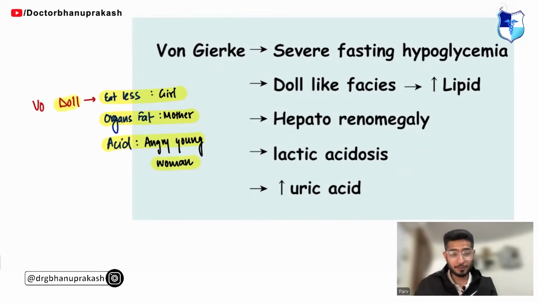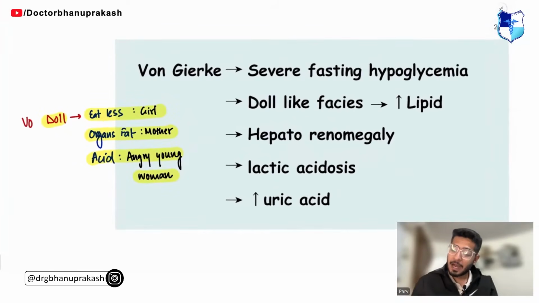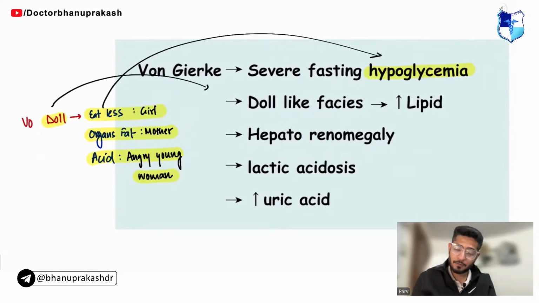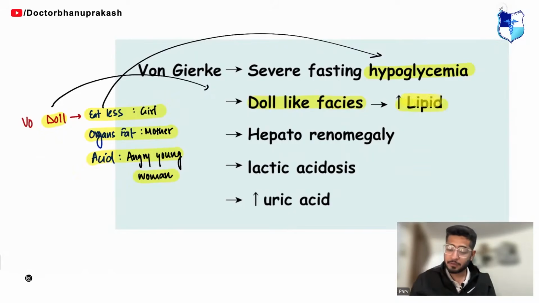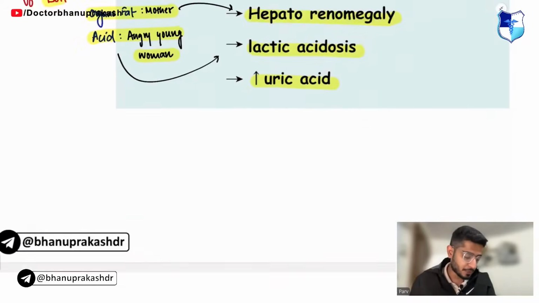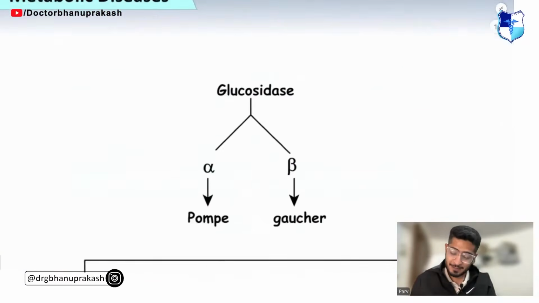Or, the doll. Initially she was a doll. She was eating less. Eating less means what? Hypoglycemia. Next is doll-like facies. So she was a doll when she was eating less. Doll is actually the increase in the amount of lipids. Then organs become fat, so hepatomegaly. Now she is an angry young woman. Acid: remember, acid is increased, lactic acidosis and uric acid.